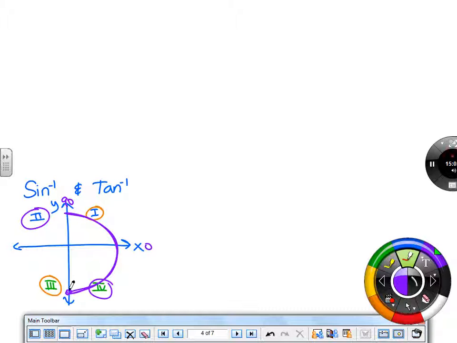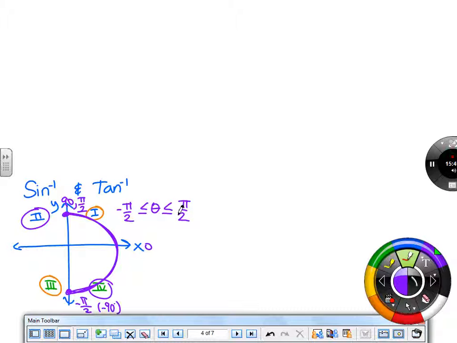How would I describe from here around to here? What can I call this besides 270? Negative, yeah. So they say we're going to go from negative pi over 2, or from negative 90, but they actually usually use radians, okay? To 0, around to positive 90, or positive pi over 2. So when you're looking for an inverse sine, we choose an angle that's between negative pi over 2 and positive pi over 2.